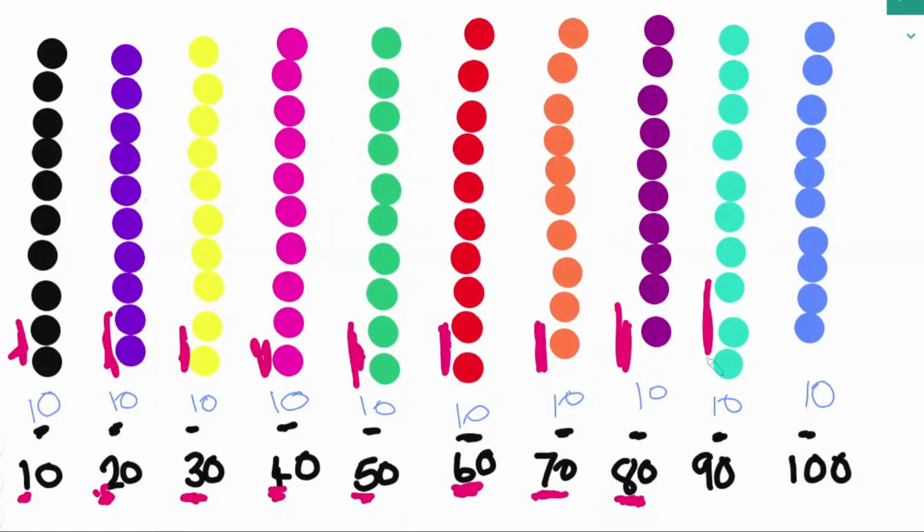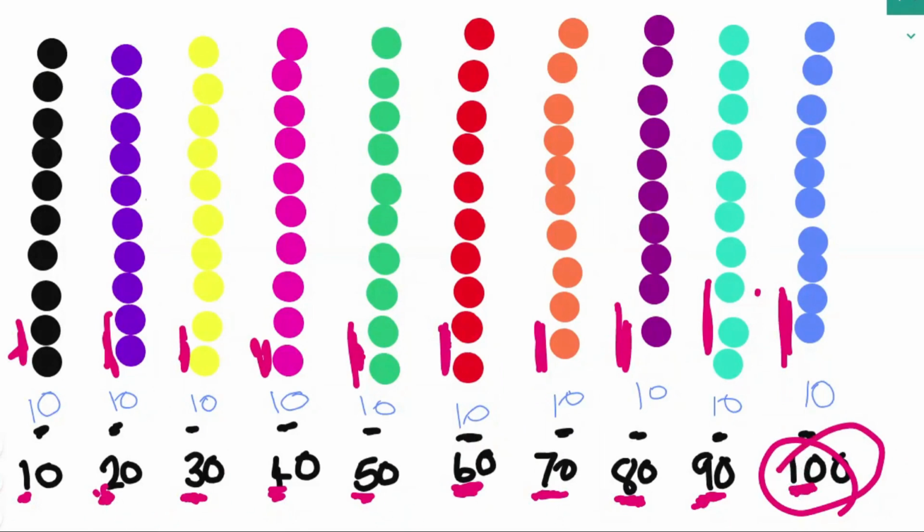In the next column, this is our ninth column. So our number starts with a 9. 9 and 0 make the number 90. And on this lovely sky blue column, which is our 10th column, we have 100. We have 10 tens, which make 100 all together.